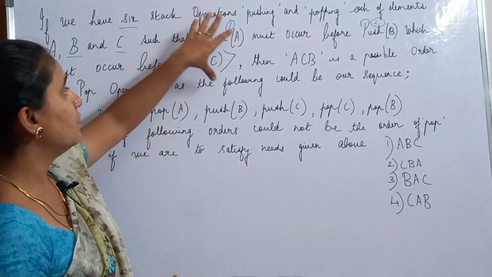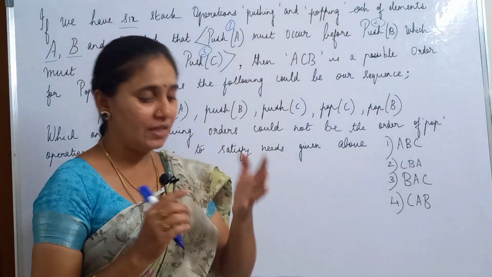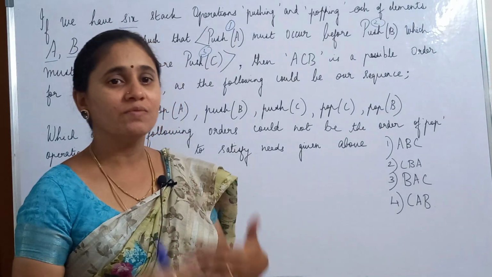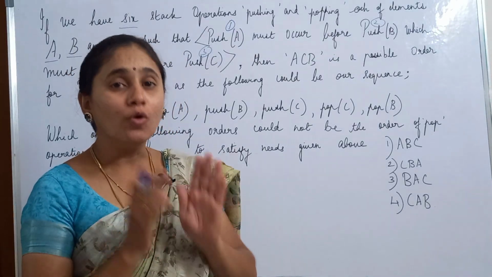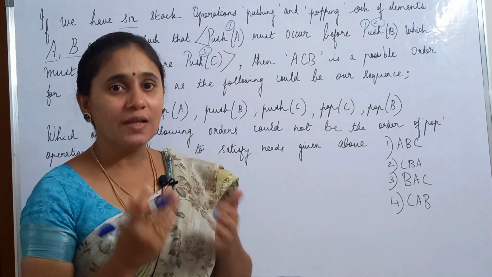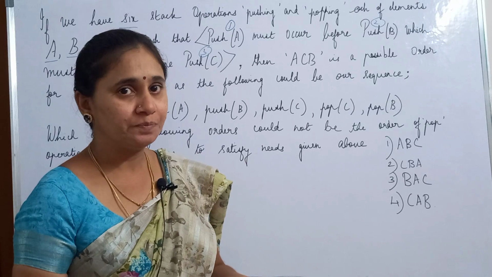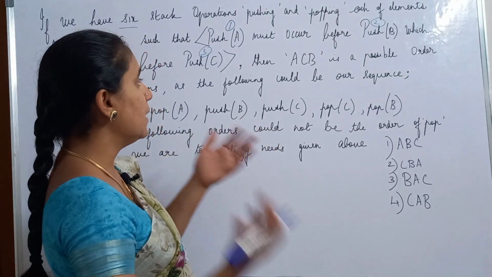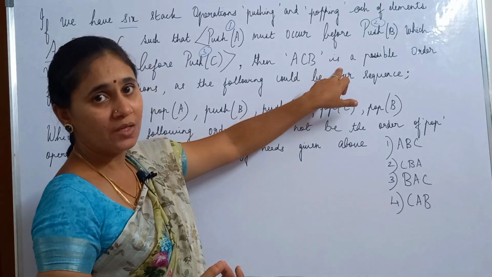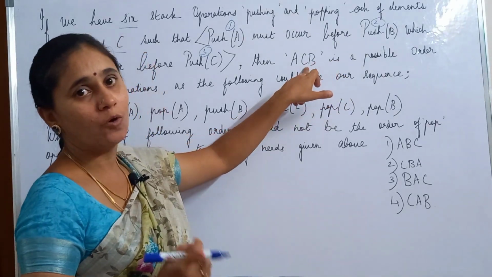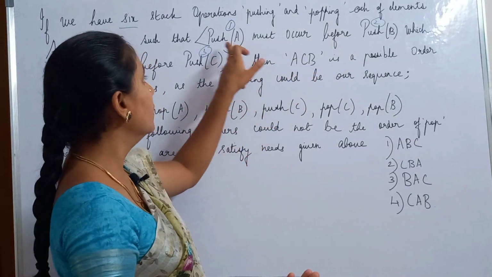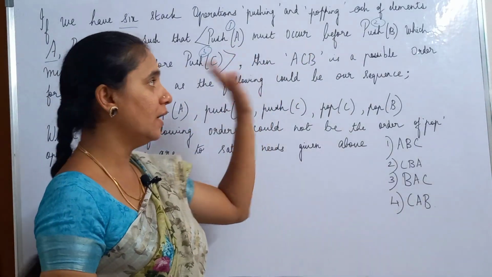Now for example, they have given that ACB is a possible order for pop operations. Suppose I follow this order, pushing A, then B, then C. If I am going to implement the pop operations, popping the successive elements, it may be in any order. For example, I may get A, C and B. This is one of the possibilities of popping the elements if I follow this order of pushing.